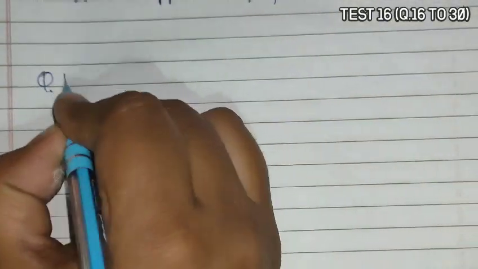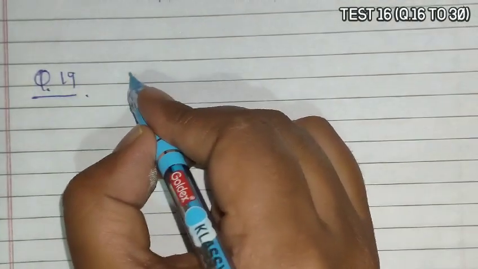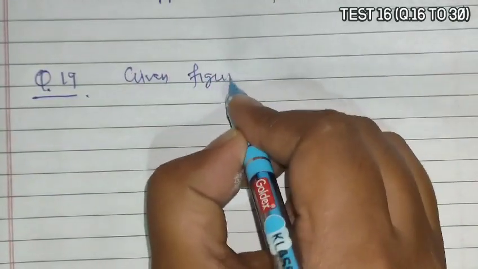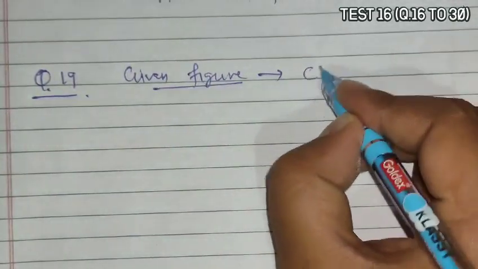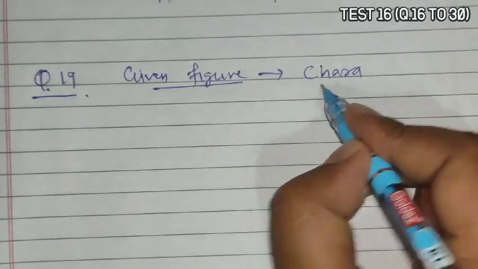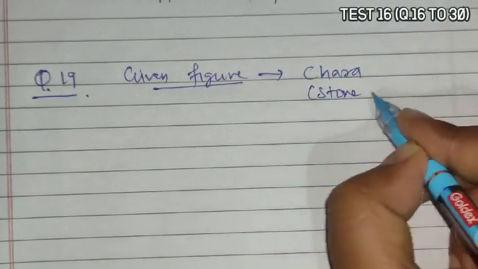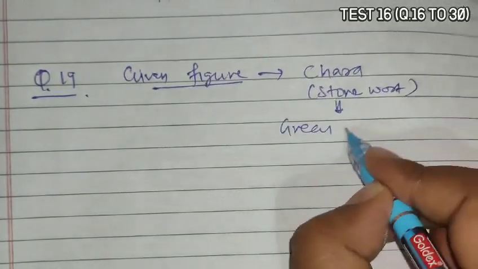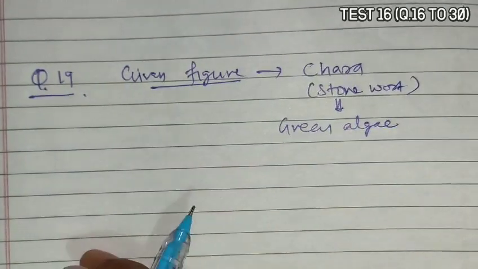Question 19 asks that identify the X and Y in the given diagram. Now the given figure is of Chara, and this Chara is also known as stonewort. It is a green algae. It belongs to green algae, that is Chlorophyceae.